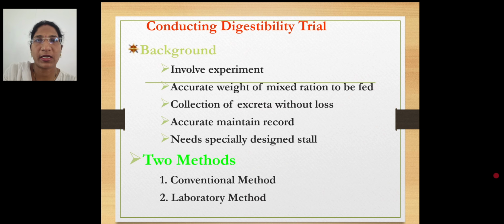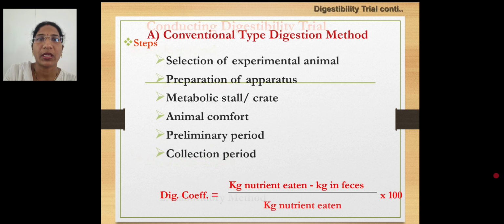Then conducting a digestibility trial. It involves an experiment which gives the accurate weight of a mixed ration fed, collecting excreta without any losses, accurately maintaining the record, and needs a specially designed stall. There are two methods: one is the conventional method and another one is the laboratory method. In the conventional method, we select the experimental animal, then prepare different types of apparatus, and we require a metabolic stall, animal comfort zone, then preliminary period and collection period.